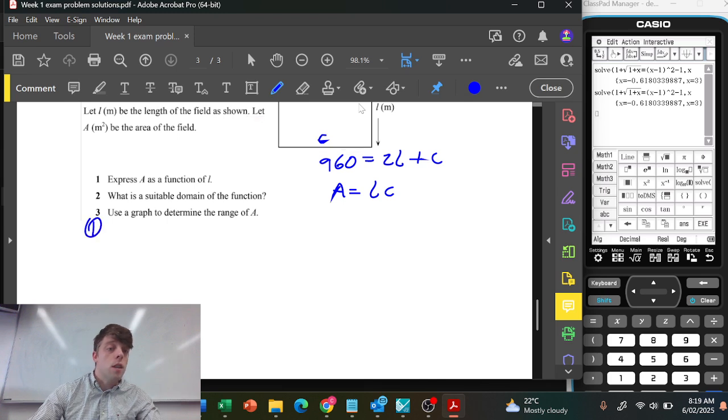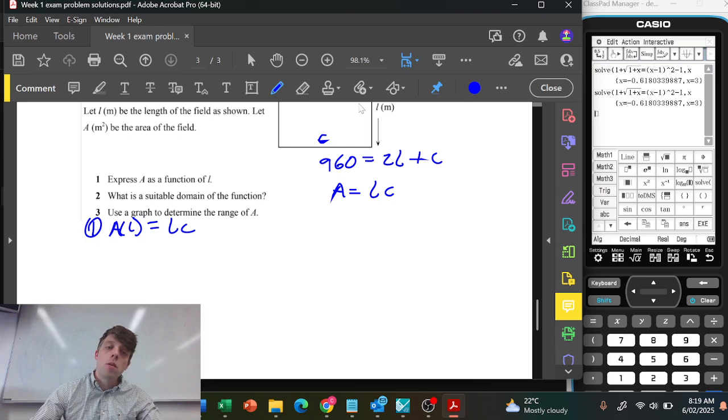Question 1 requires us to present A as a function of L. So that's like just a function of L. We don't want to have any C's in that equation. So how can we write an equation that looks like this? Right now we have that A is equal to L times C. How do we eliminate C? Well, we have this other equation up here.